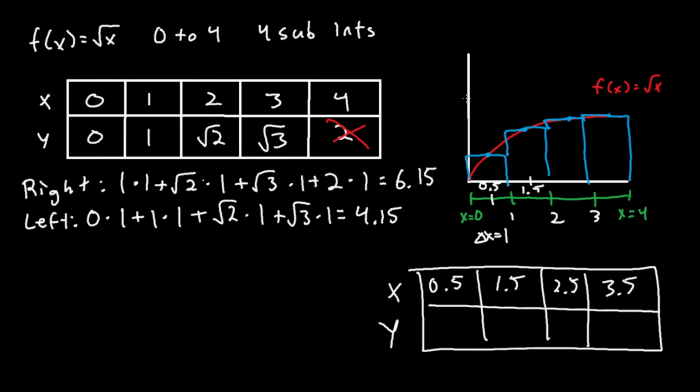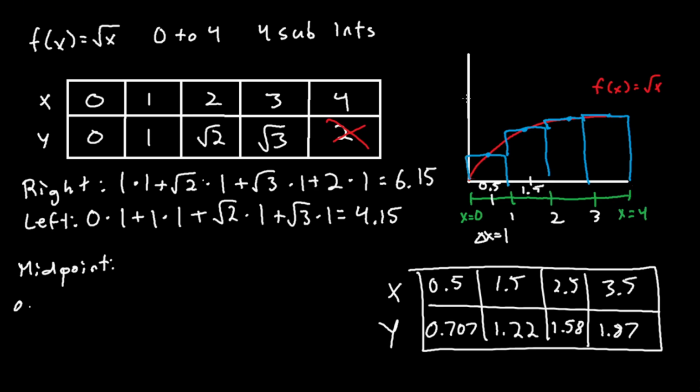And the y values are given by some square root. If I just approximate, I'll just plug these into the calculator. The square root of 0.5 is 0.707. Square root of 1.5 is 1.22. Square root of 2.5 is 1.58, and the square root of 3.5 is 1.87. So using all these y values as the heights of the rectangles, we can calculate the midpoint approximation.